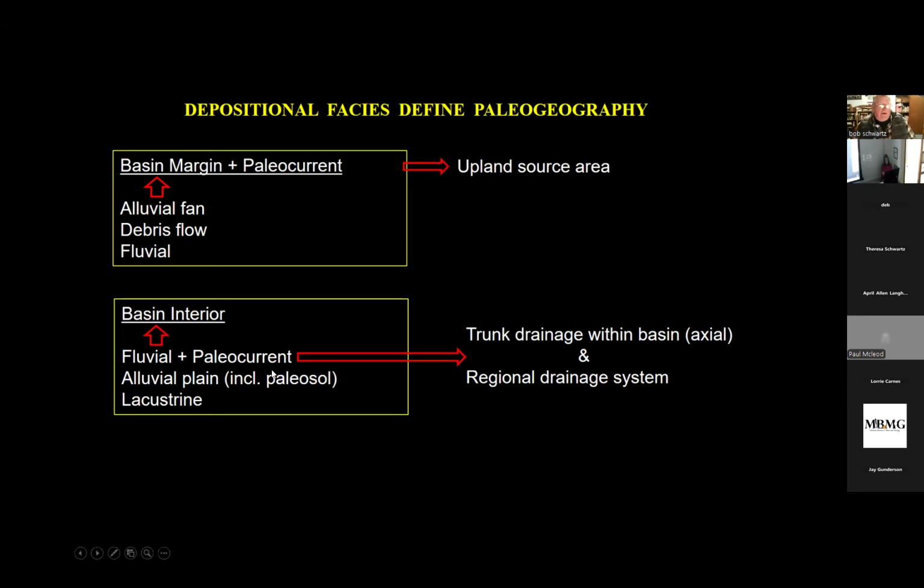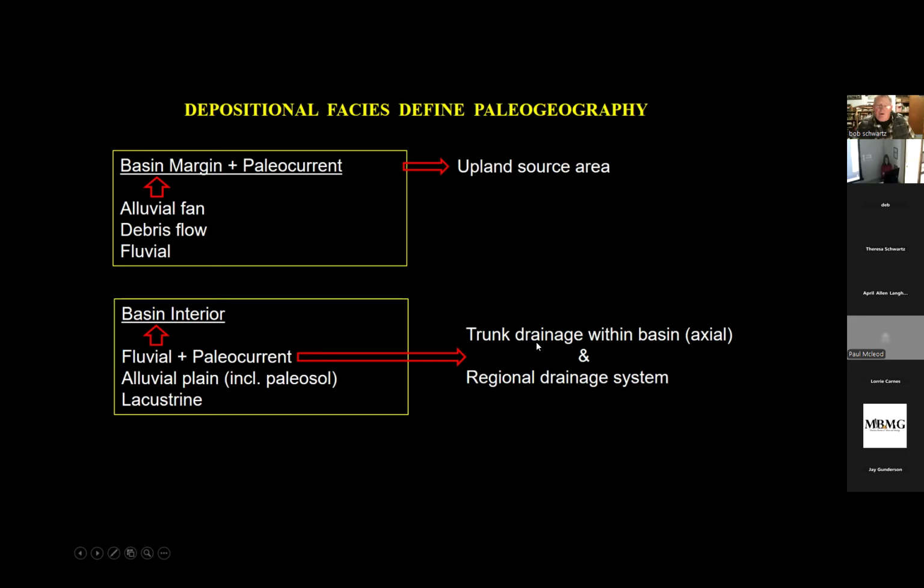And then there are basin interior facies, let's start down here. There are some thin lacustrine deposits, thin to relatively thick alluvial plain deposits, including paleosols. Of primary interest to us were fluvial deposits, which run from fine-grained to coarse-grained sandstone to conglomerates. When you consider their paleocurrent structures, they tell us a couple of things that are of key importance.